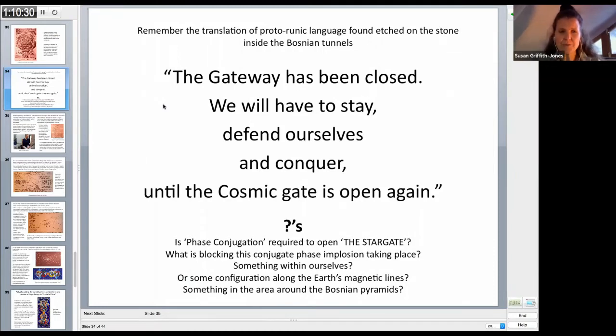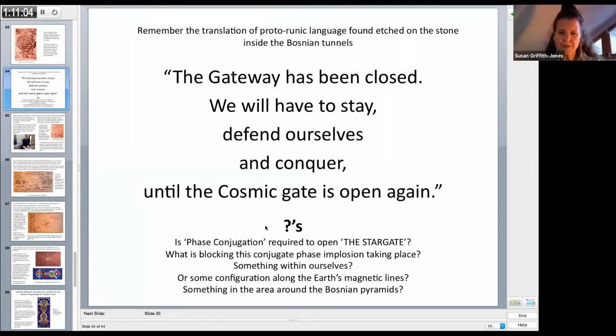This is what this reminded me of anyway. The gateway has been closed. I mean, gateway, what is the gateway? Could it be that this is the gateway? We will have to stay, defend ourselves, and conquer until the cosmic gate is open again. And this is what we're looking at here. We're looking at a centripetal force which exists inside each of our cells, which exists along electromagnetic lines of the Earth, and in power points of the Earth.